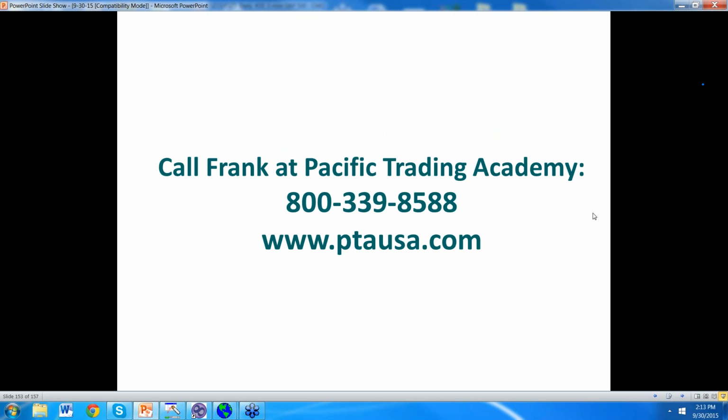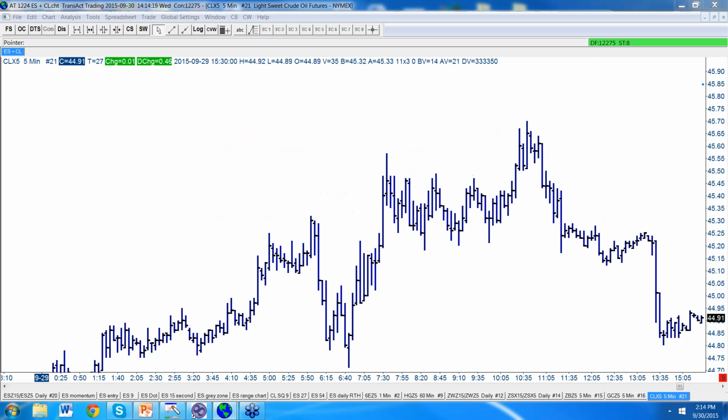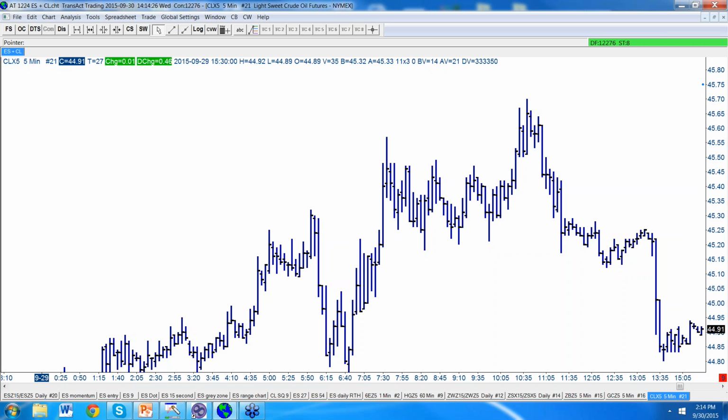Maria asks, do these patterns work well on all time frames? Yes, they work well on all time frames. Here's the 5-minute chart of the S&P. I'm sorry, of the crude oil, and you can see what I mean by having this pattern on all time interval charts. This is a measure move. It is a measure move within this measure move.